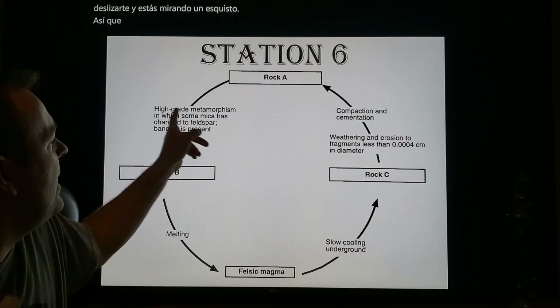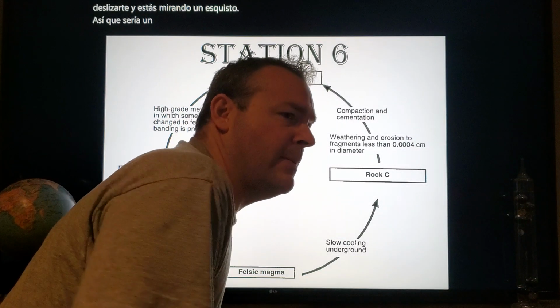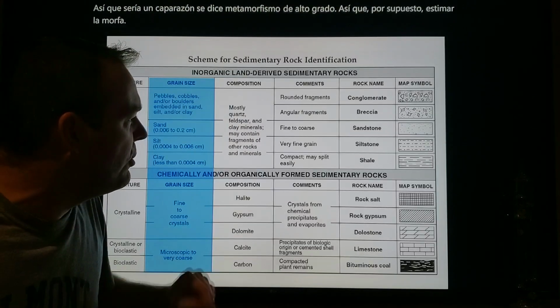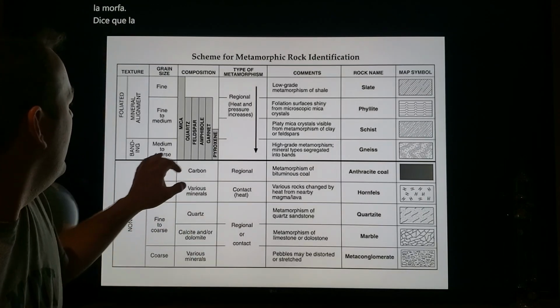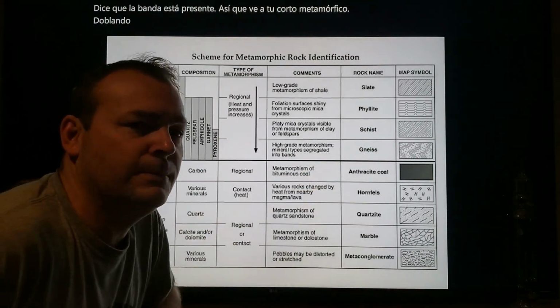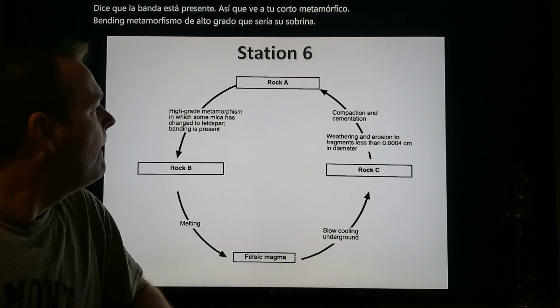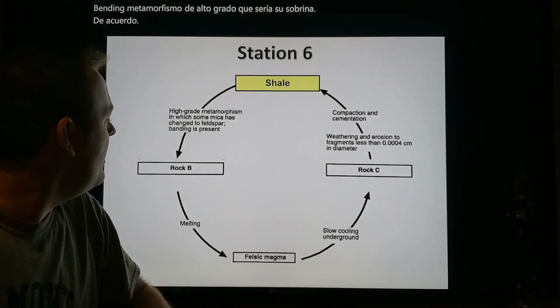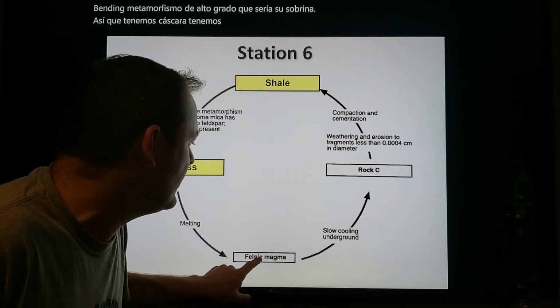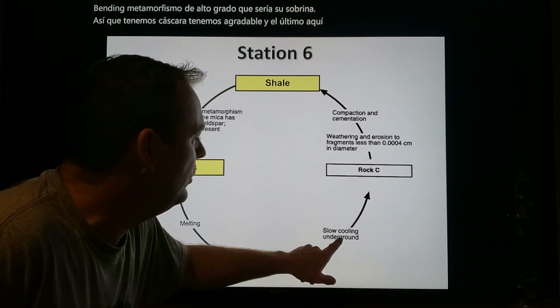B, it says high-grade metamorphism, so of course that's metamorphic. And then it says banding is present. So go to your metamorphic chart. Banding, a high-grade metamorphism, that would be your gneiss. Okay? So we have shale, we have gneiss, and the last one here, it says felsic magma, slow cooling underground.